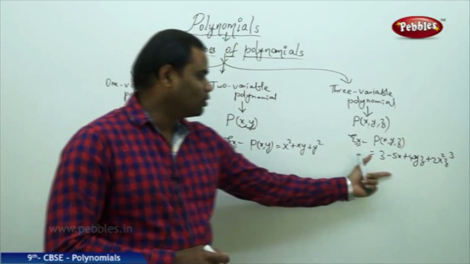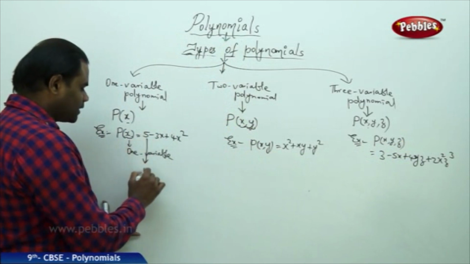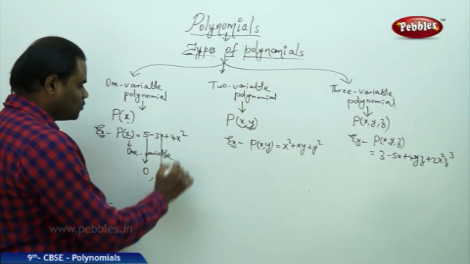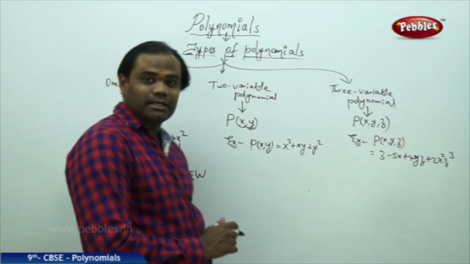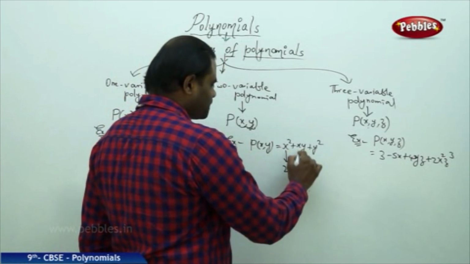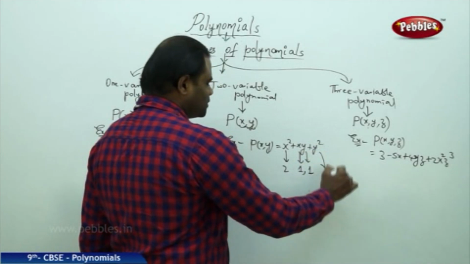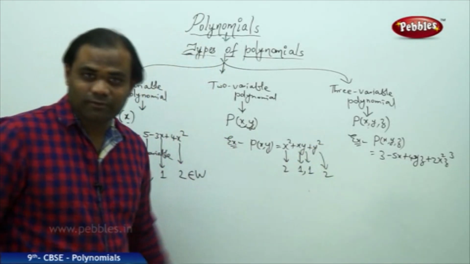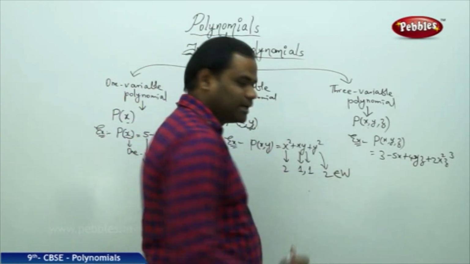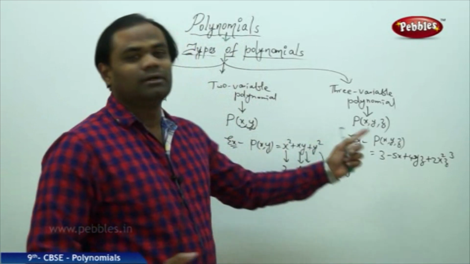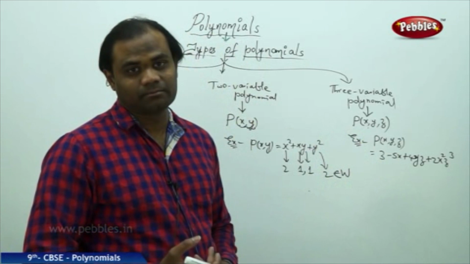And interestingly, all these three are polynomials because they satisfy the condition that the power of x here is 0 and the power of x here is 1 and the power of x is 2, which belong to whole numbers. And coming to the second example, the power of x is 2, the power of x is 1 and y also is 1 and the power of y is 2. So each of the powers of x and y taken independently are nothing but whole numbers, and hence the whole expression here is a polynomial of two variables x and y.